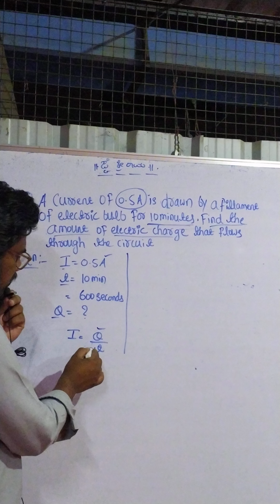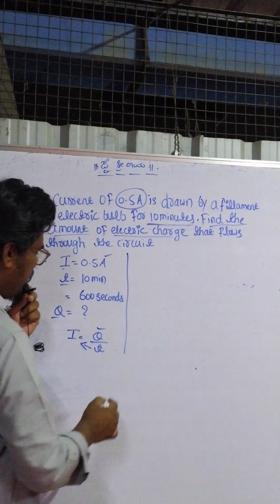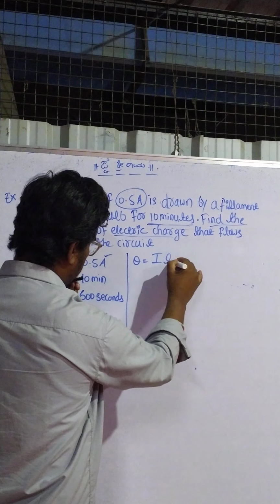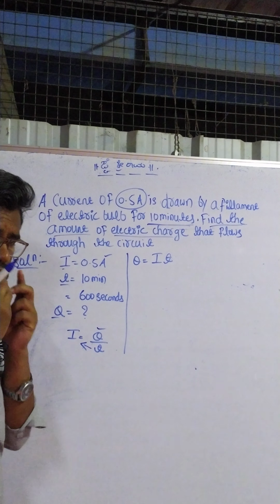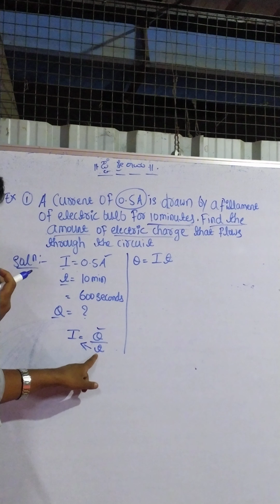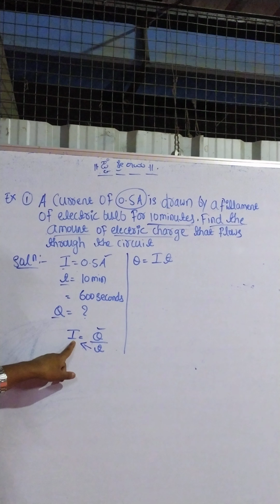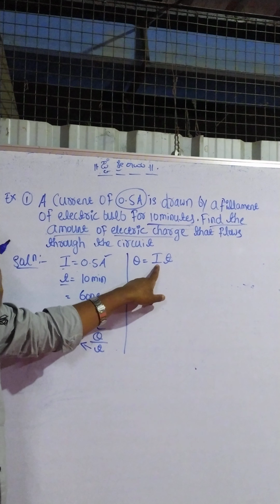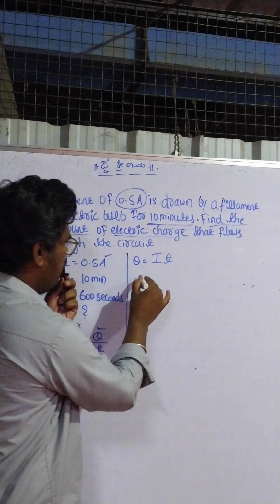Rearranging the formula, T will be multiplied on the other side, so Q is equal to I into T. Because we have to find the charge, we multiply. This division moves to the other side and becomes multiplication. So here Q is equal to I into T.